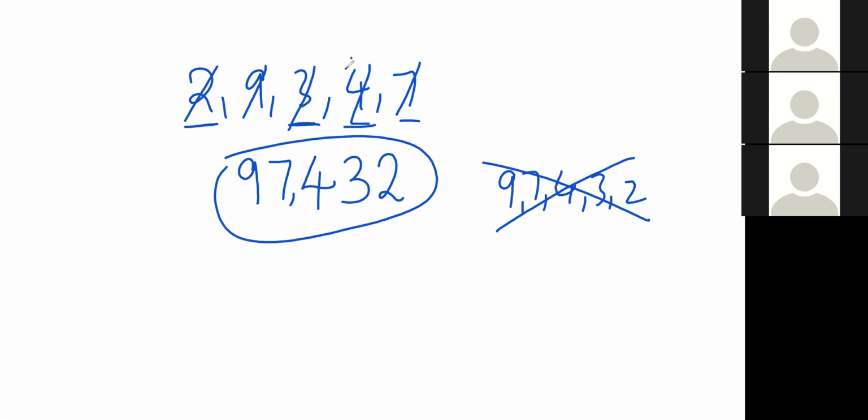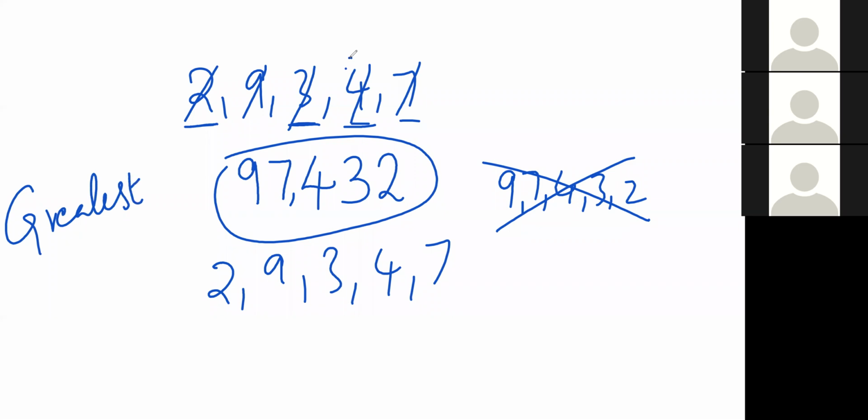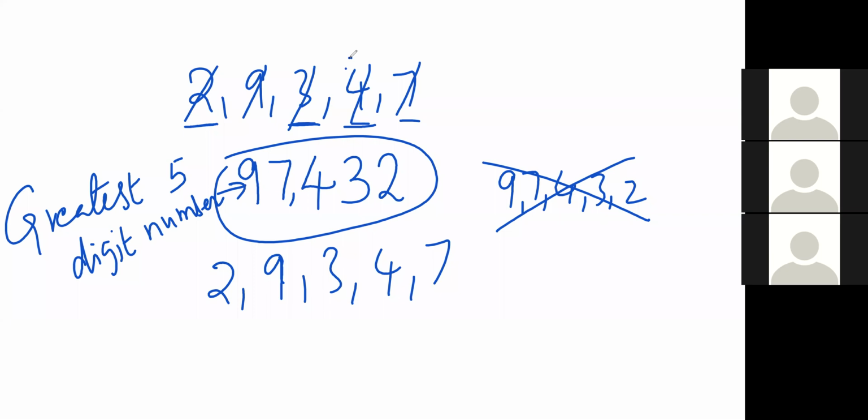Now let me take these digits again, and this became what? The greatest 5-digit number. By using those digits, I have formed the greatest 5-digit number. Now by using the same digits, I am going to form a smallest 5-digit number.